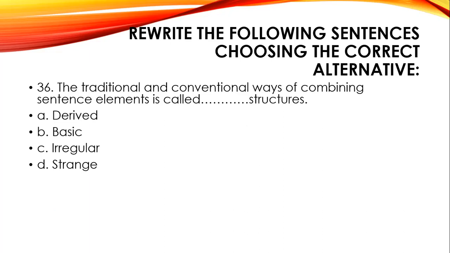The traditional and conventional ways of combining sentence elements is called ___ structures. Option A is derived, option B basic, option C irregular, option D strange. And the correct answer is option B, basic structures.